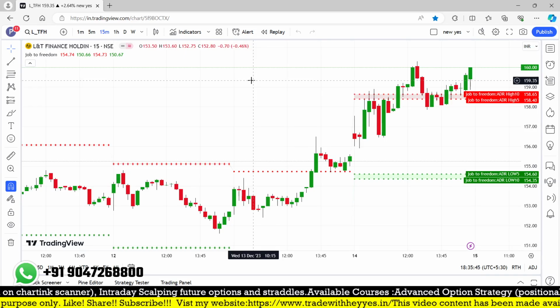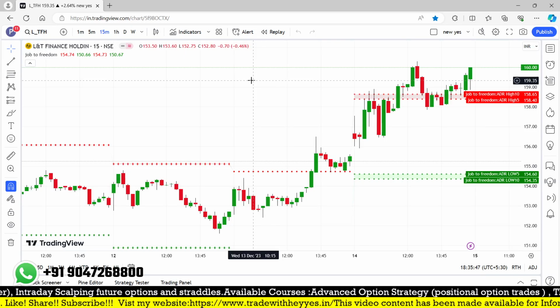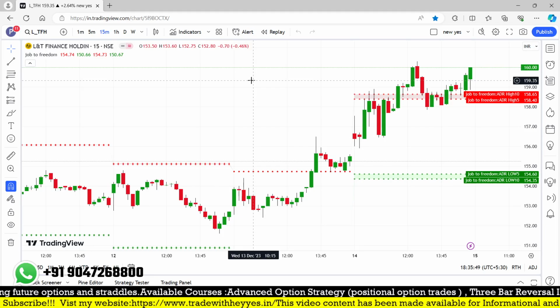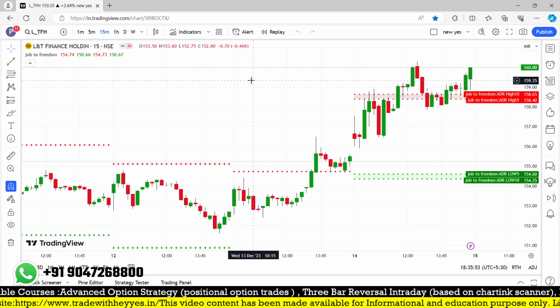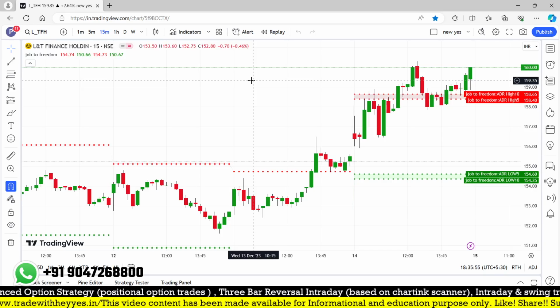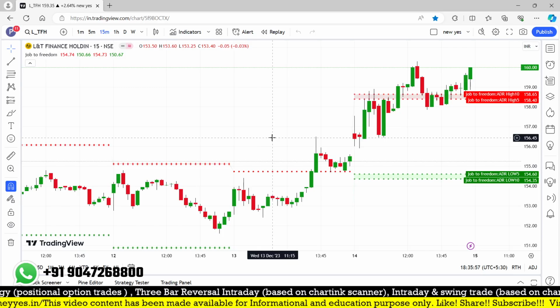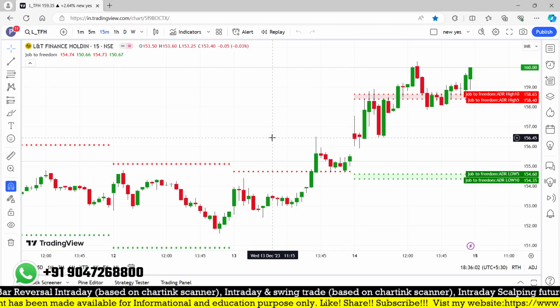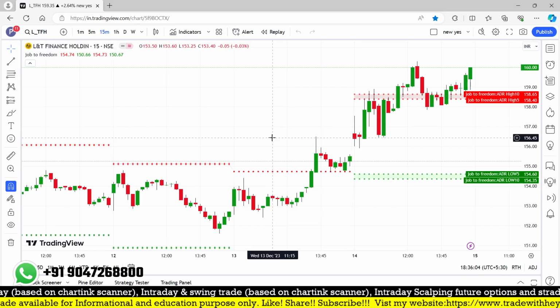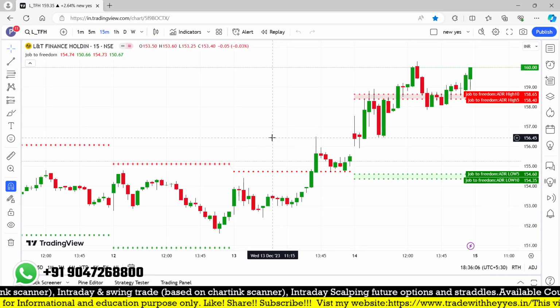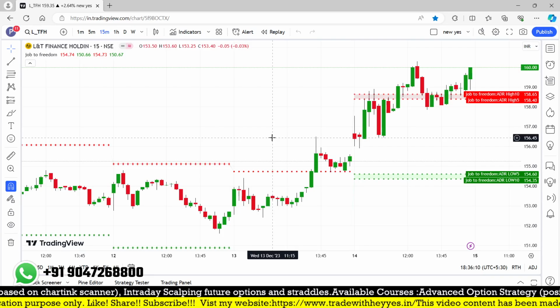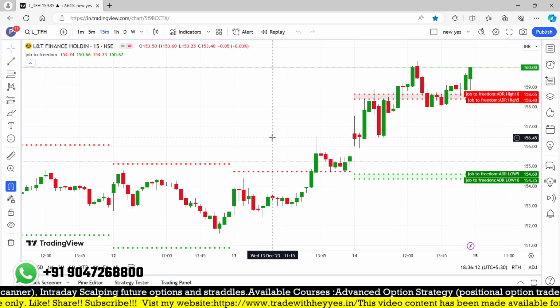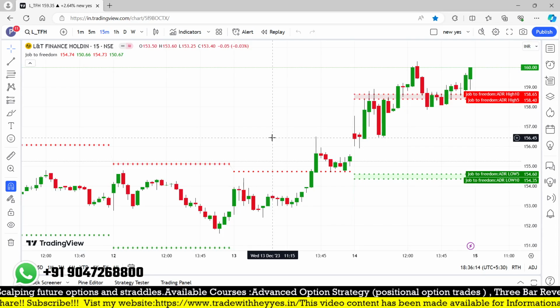So here I'm just telling you how I'm using this scanner for my intraday trade. Based on this ADR indicator, why are we using a charting scanner? Whatever stock is forming such a pattern, we don't know in the real market. We can't track all the stocks, all 184 F&O stocks. I use this ADR indicator for intraday option trading.